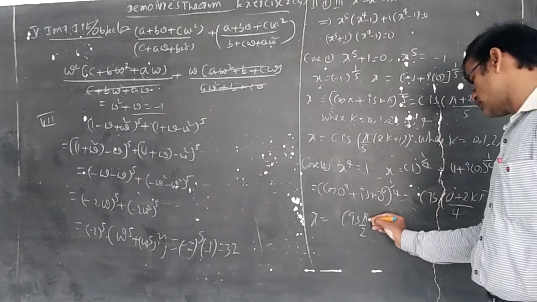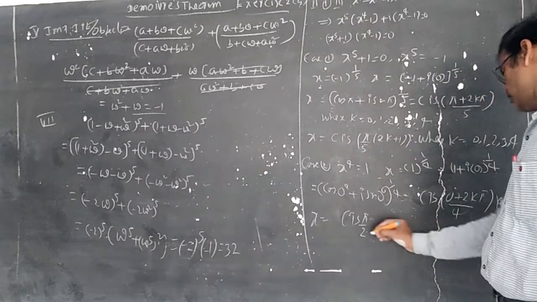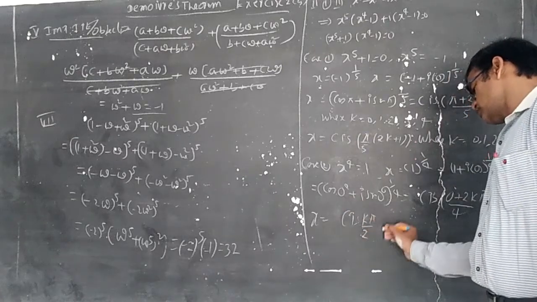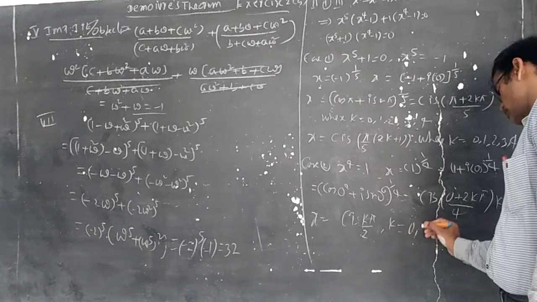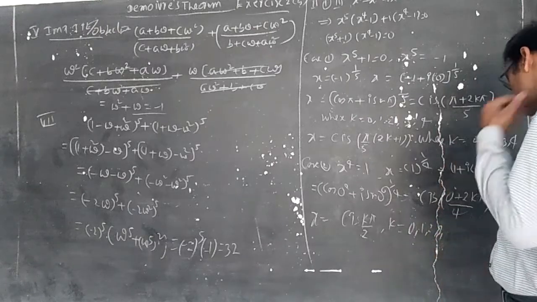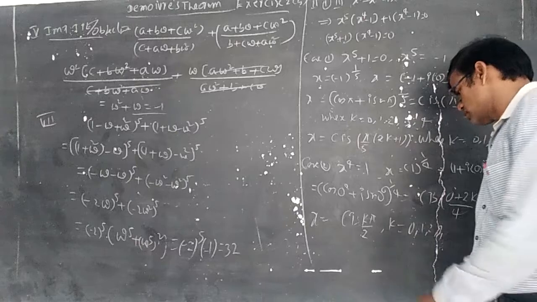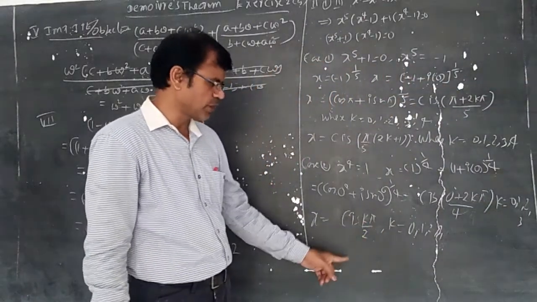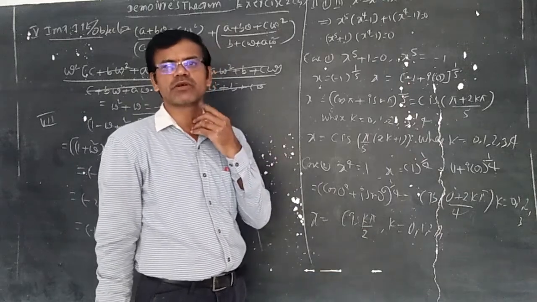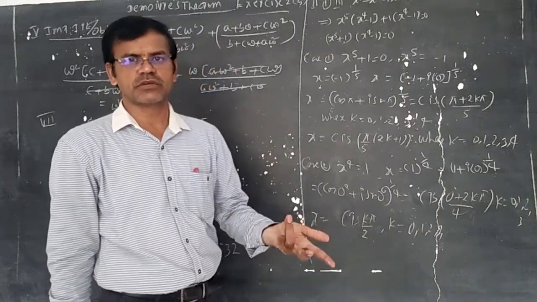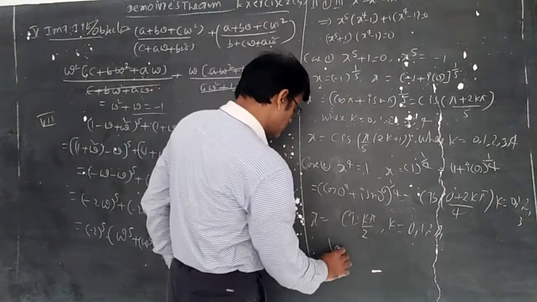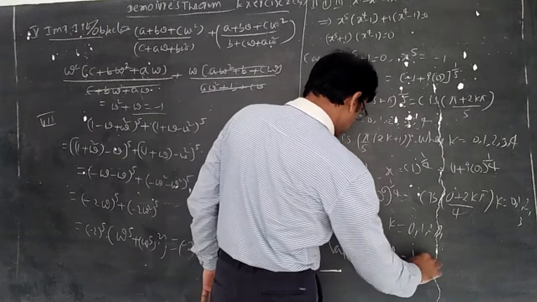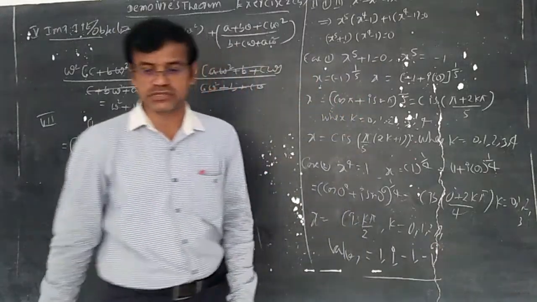Therefore, x you can write cis of 2k pi by 4, that is, cis of k pi by 2, where k is equal to 0, 1, 2, 3. That's all. If you need the value, substitute k here. For 0, cis 0 means 1. For 1, cis pi by 2, so cos pi by 2 plus i sin pi by 2, cos pi by 2 is 0, plus i into 1, it is i. So the values are 1, i, minus 1, minus i.